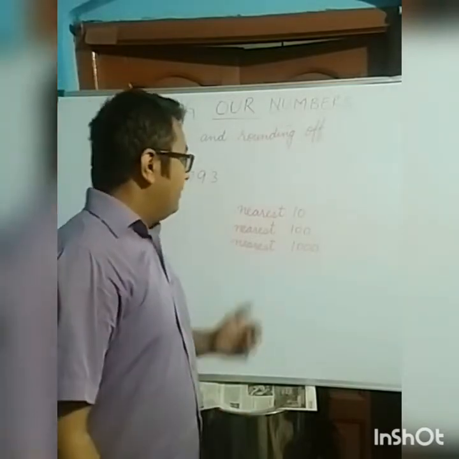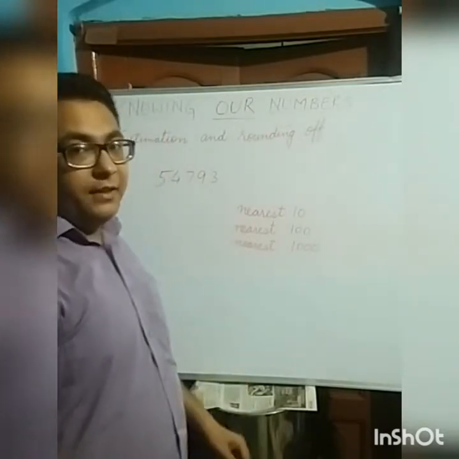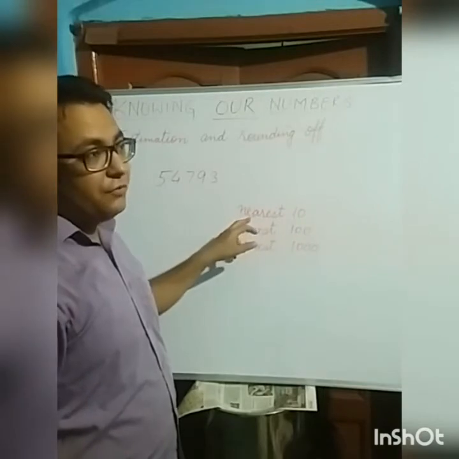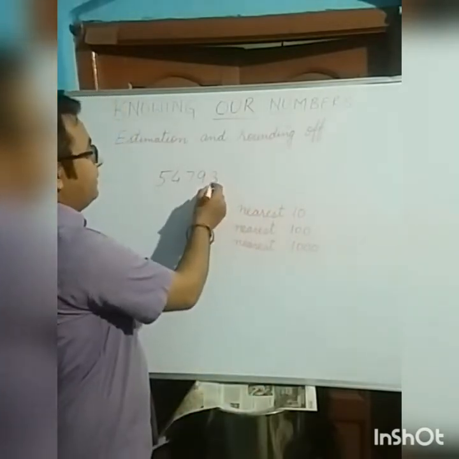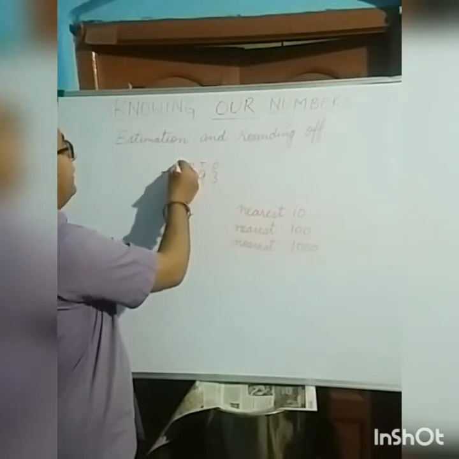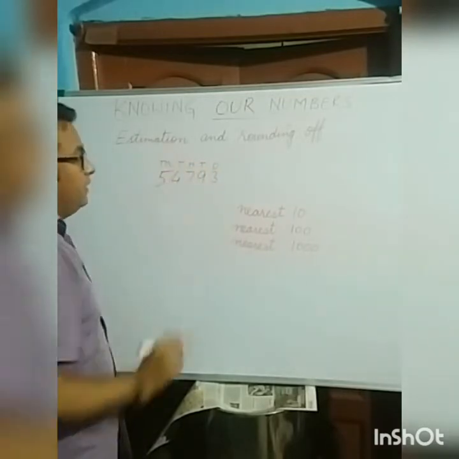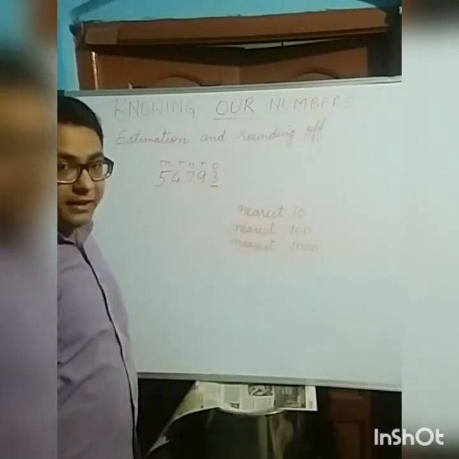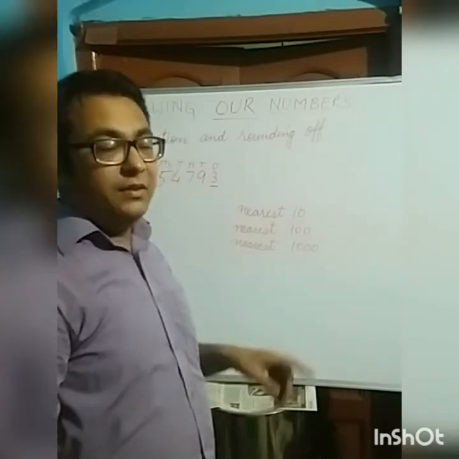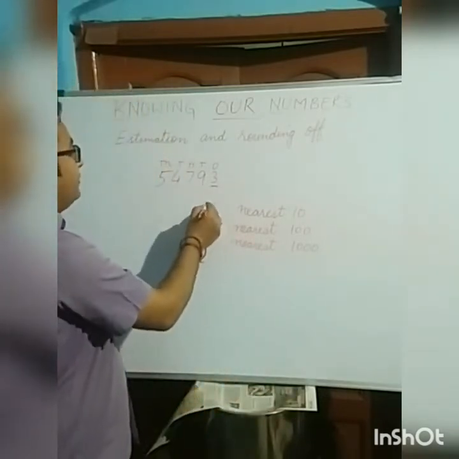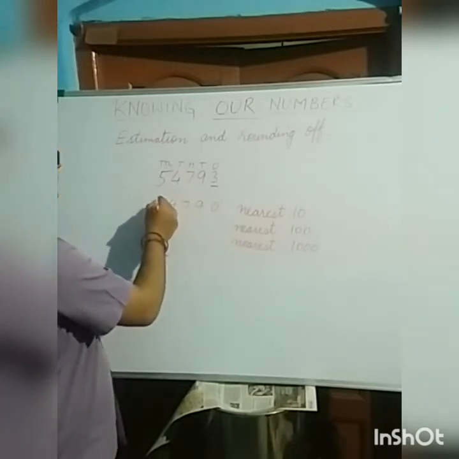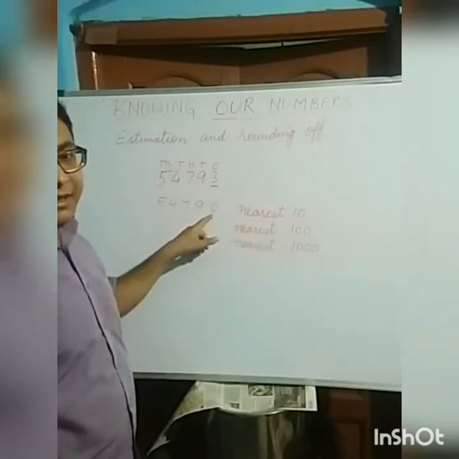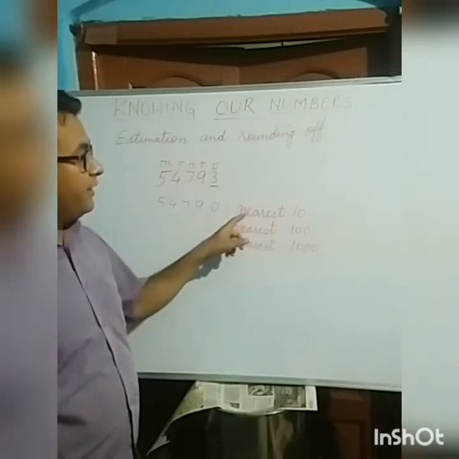Now another example, let's say we have the number 54,793 and we need to round it off to the nearest 10. Up to which place do we have to round off? Suppose we have to round off to the nearest tens, then we will see the ones place. This is ones, tens, 100, 1000, 10,000. The digit at the ones place is 3, which is less than 5. So in that case we will write 0 and no carry will be there. So this number rounded off to the nearest 10 will be 54,790.